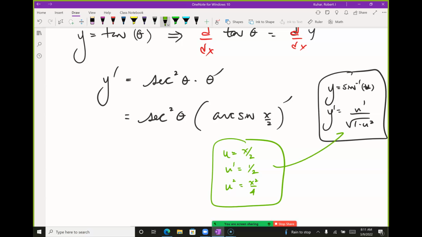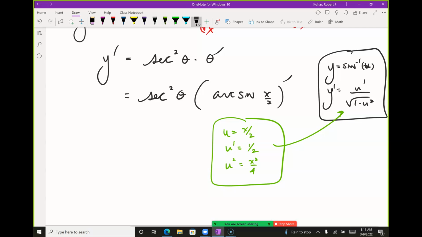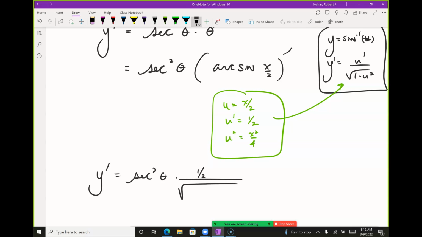So there's my side work to get that part of the derivative. So here we go, back to the problem. Y prime is secant squared theta times 1/2 over the square root of 1 minus x squared over 4.